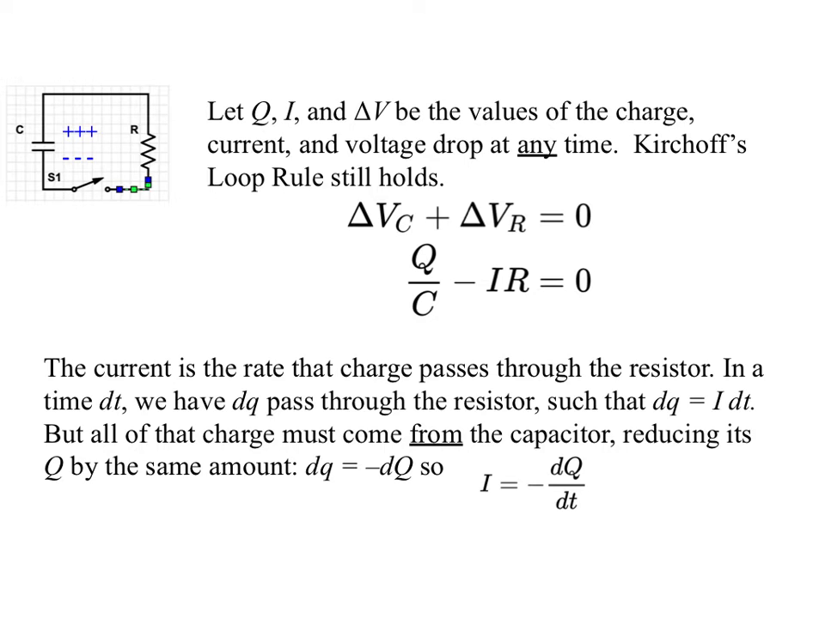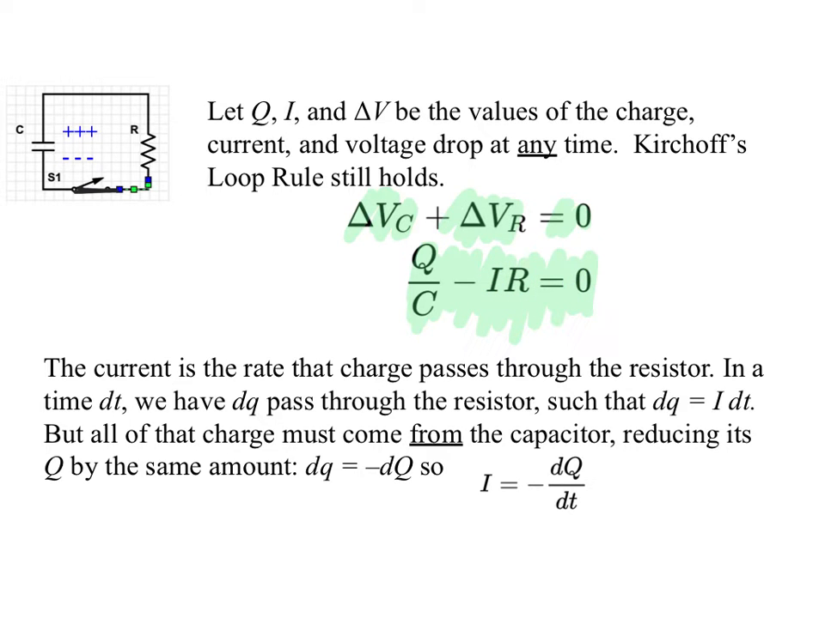All right, again, we have thrown the switch. Let Q, I, and delta V be the values of the charge, current, and voltage drop at any time. Then Kirchhoff's loop rule still holds, so we still get something like the voltage drop across the capacitor plus the voltage drop across the resistor is 0, or Q over C minus IR is 0.